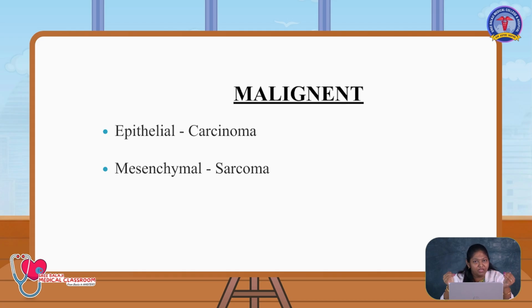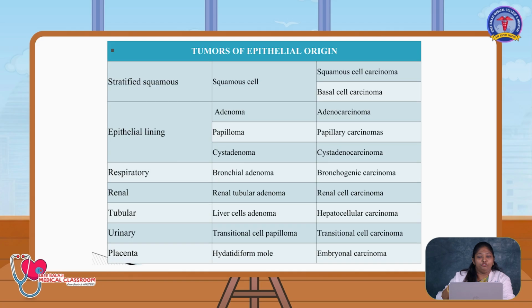So when we are classifying, you have to know 2 things, benign and malignant. When it comes to benign, everything is called or it ends with oma. When it comes to malignant, it is called as carcinoma or sarcoma according to the origin of the cells. So with this, few more examples for your extra knowledge. So I'm just reading it out. See, benign tumors are called as adenoma, papilloma, and few more things. And when it comes to malignant, it is called as squamous cell carcinoma, papillary carcinoma.